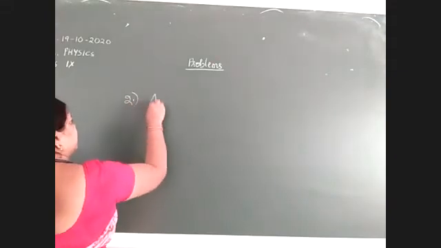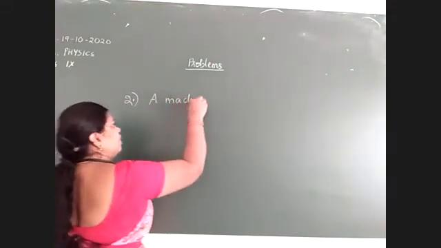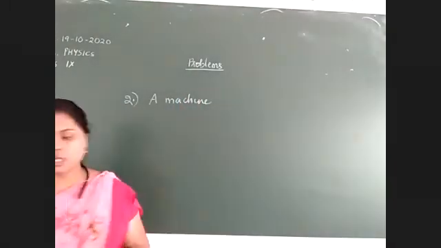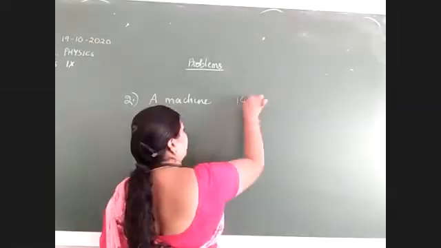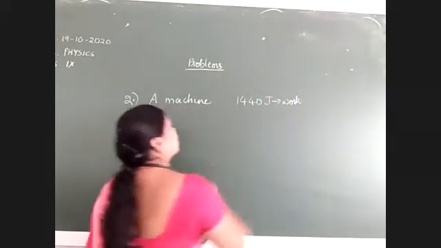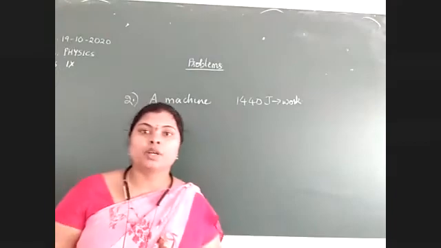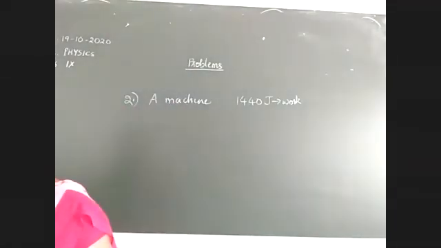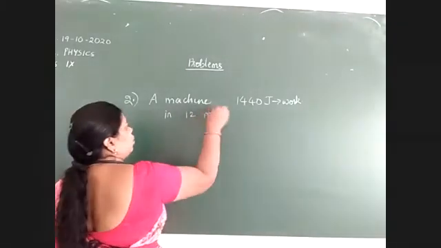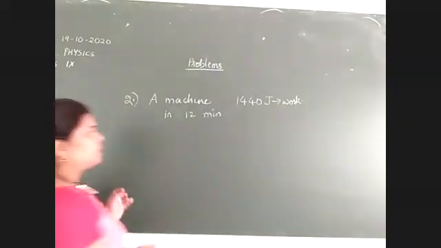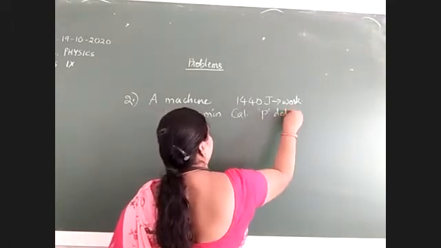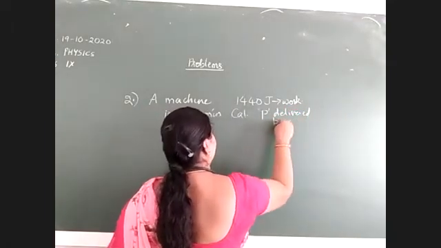A machine performs 1,440 joules of work. A machine is doing some work of amount 1,440 joules in 12 minutes. Calculate the power delivered by the machine.